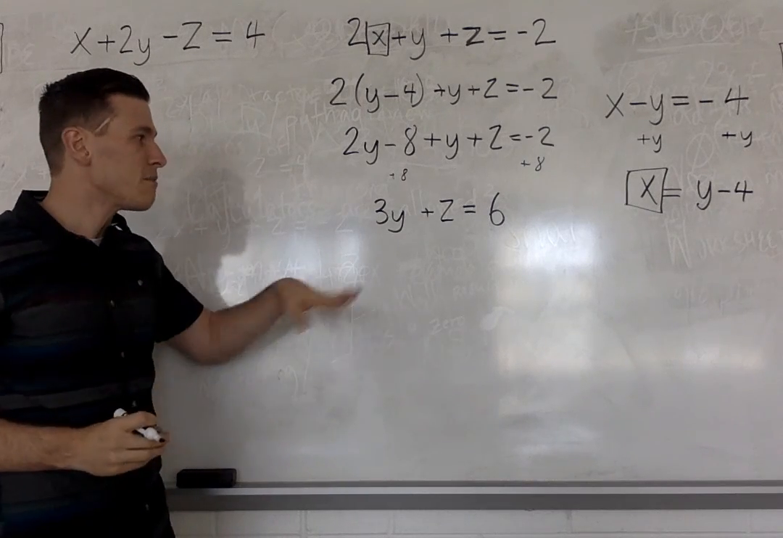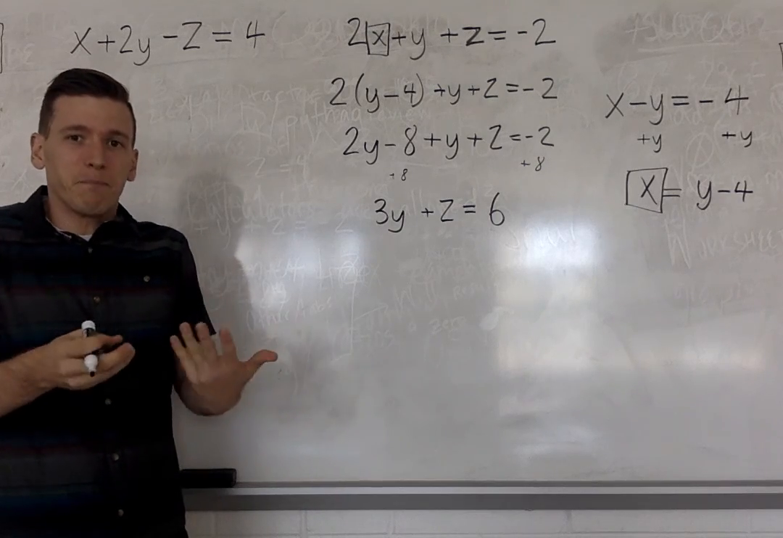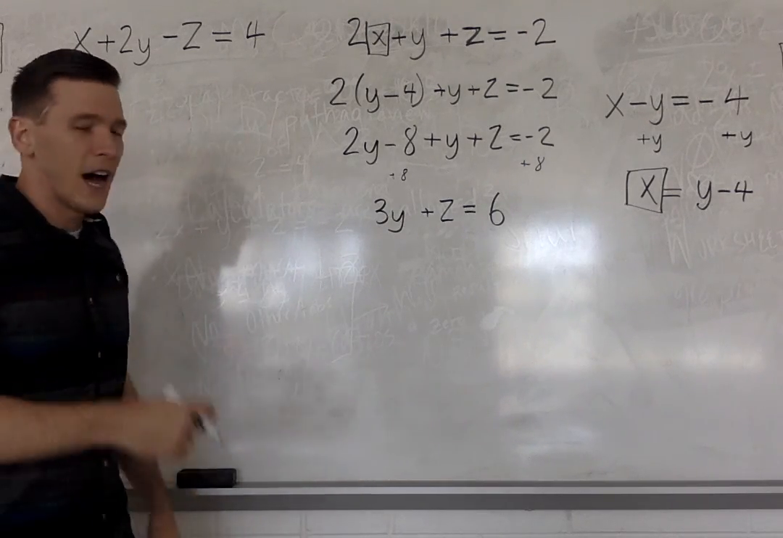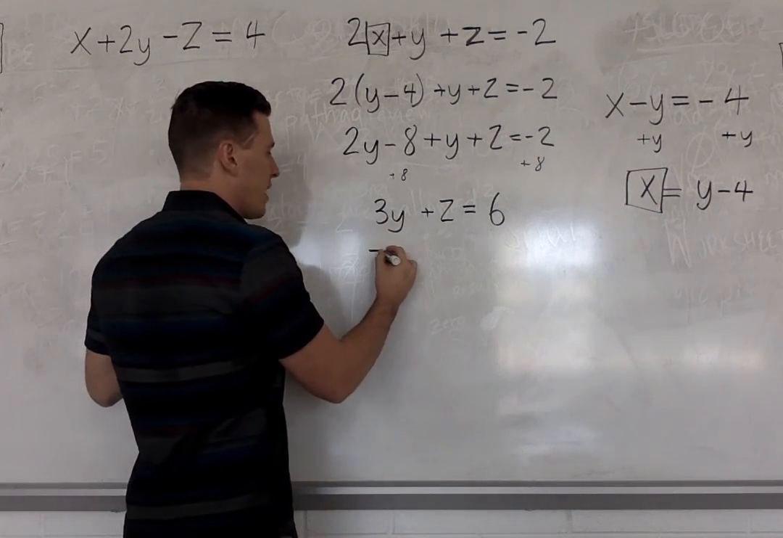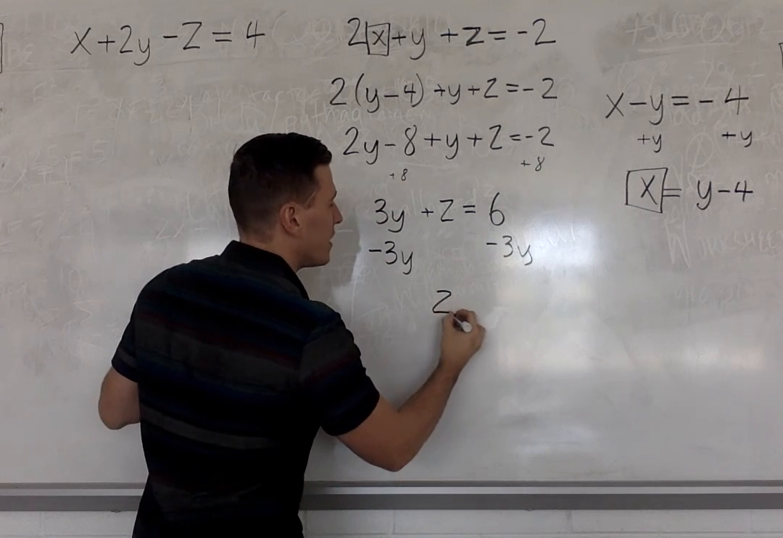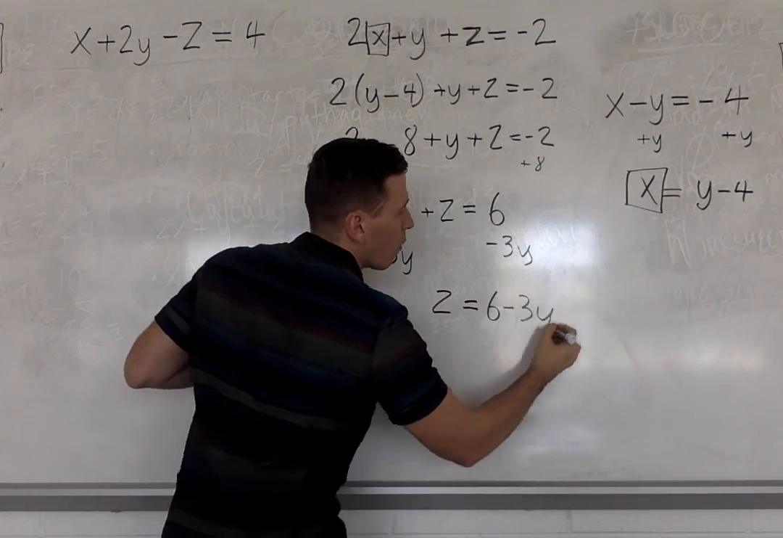Now, this again is not a full finished equation, but I can solve for one of these variables. It doesn't matter which one, but since z is already by itself, that's what I'm going to choose because it's pretty straightforward. It's exactly what I could do in the fewest steps. I like to keep things simple. So in this case, I'll subtract the 3y from both sides, and then I find out that z is equal to 6 minus 3y.